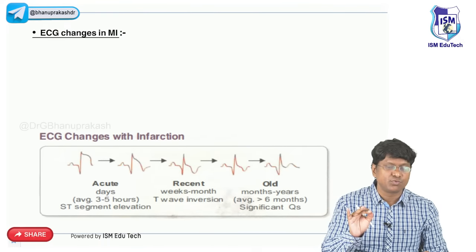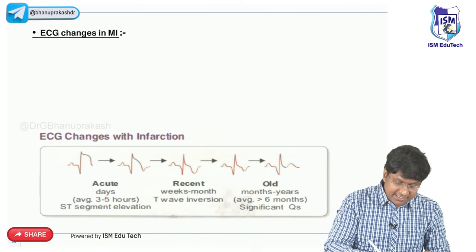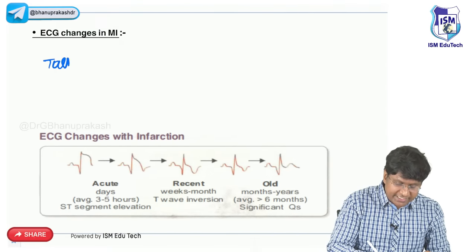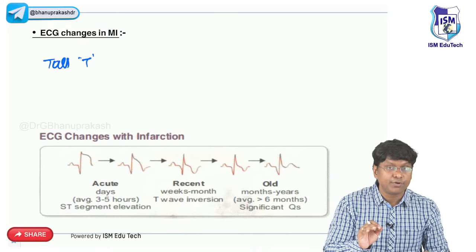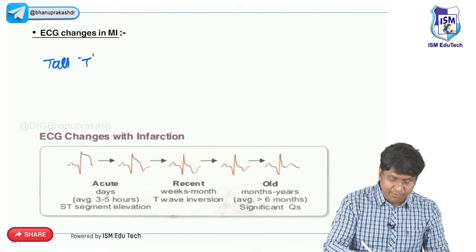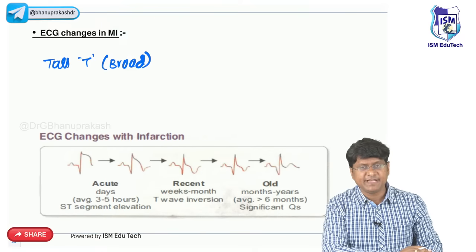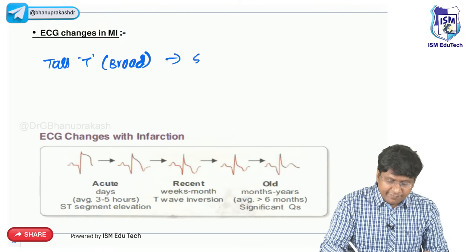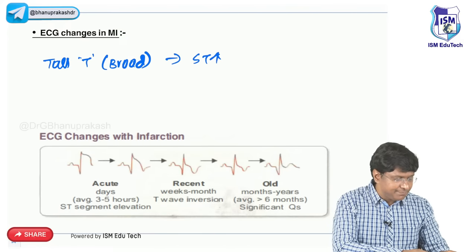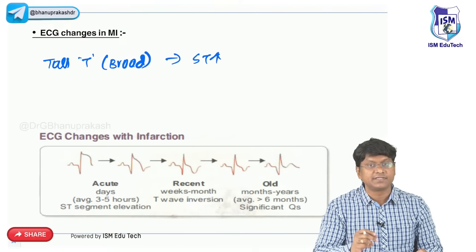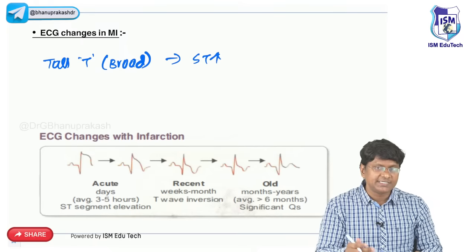So if the question is asked, what is the earliest ECG change in MI? The earliest ECG change in MI is not ST segment elevation, that is broad tall T wave, right? Broad tall T wave, that will be the earliest ECG manifestation in MI. Then after this broad tall T wave, the next important manifestation will be in the form of the ST segment elevation.